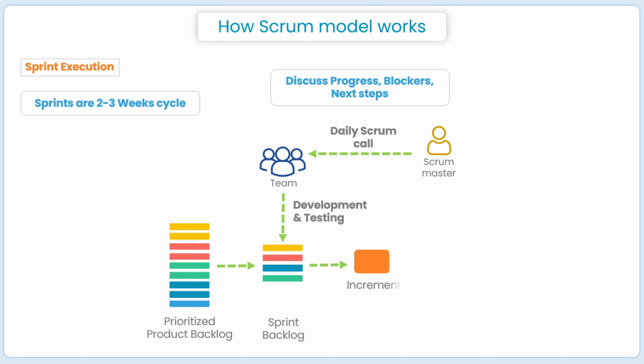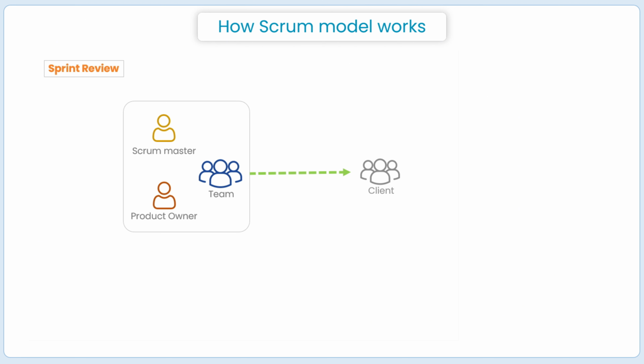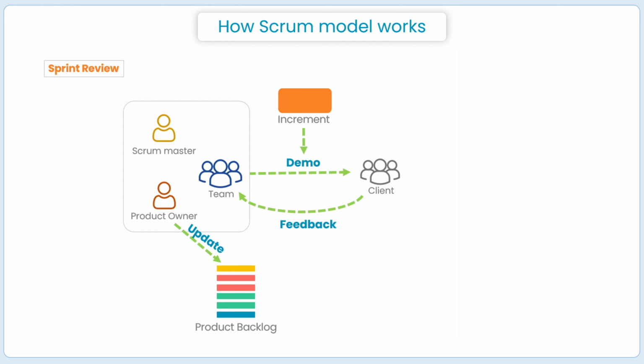At the end of the sprint, once the feature is built, the team demonstrates the completed work to the stakeholders, gets feedback, and updates the product backlog as required.